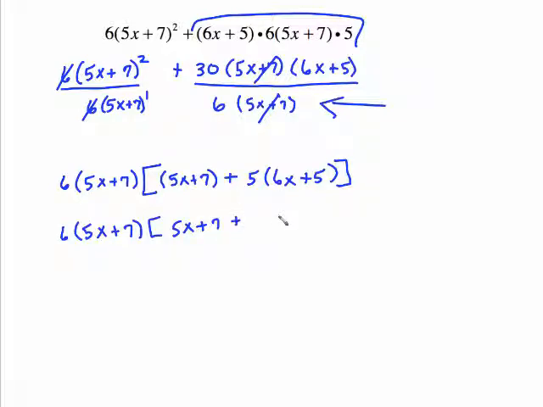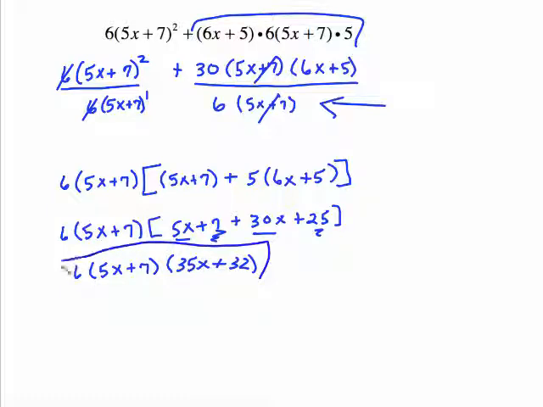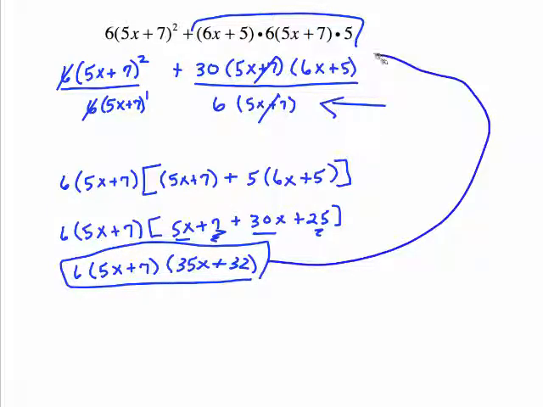But over in this part, distribute the 5 is 30x plus 25. So bring the 6 times the (5x plus 7). And then I'm going back to regular parentheses because within here I could do 5x plus 30x is 35x. And 7 plus 25 is 32. And that is my complete factorization for this up here.